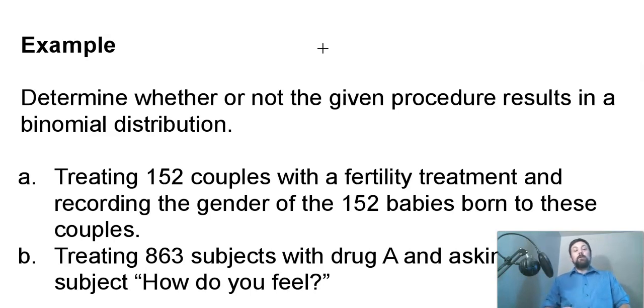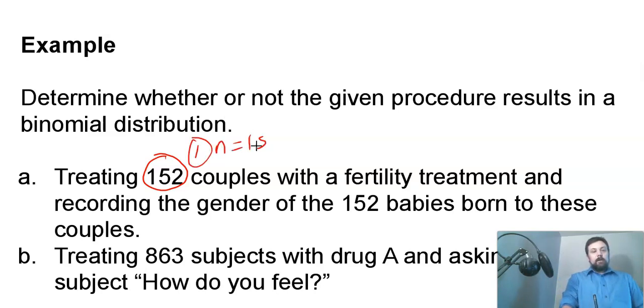Treating 152 couples with a fertility treatment and recording the gender of the 152 babies born to these couples. All right, so first requirement, are there a fixed number of trials? Yes, they fixed it at 152. They're looking at 152 couples, and as long as every time they run this procedure, it's 152 couples, it's meeting requirement number 1. Right, there's a fixed number of trials. In this case, it's 152.